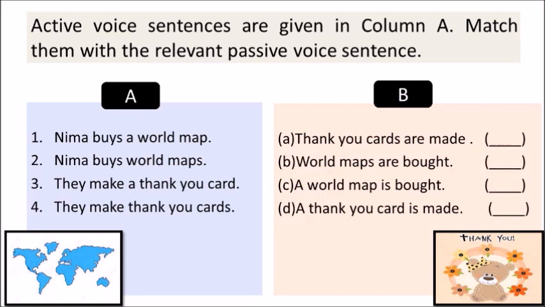Column B. A. Thank you cards are made. B. World maps are bought. C. A world map is bought. D. A thank you card is made.